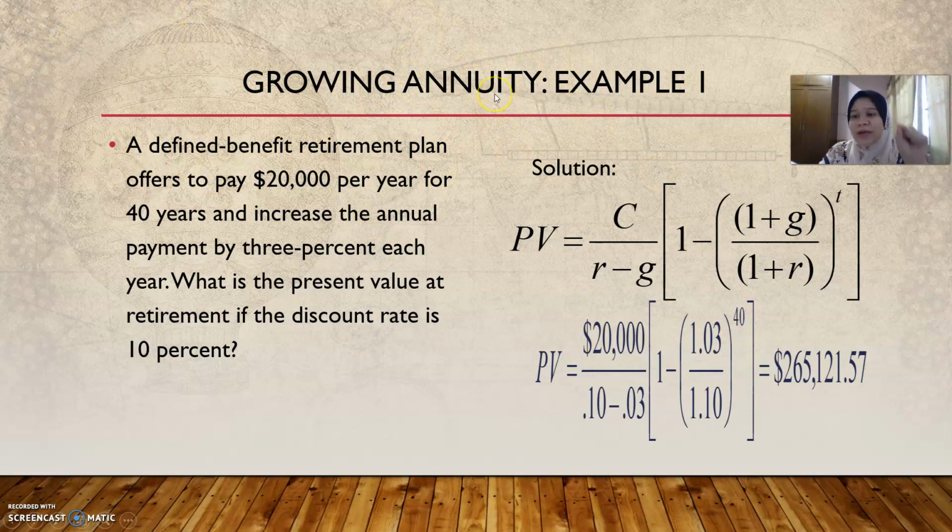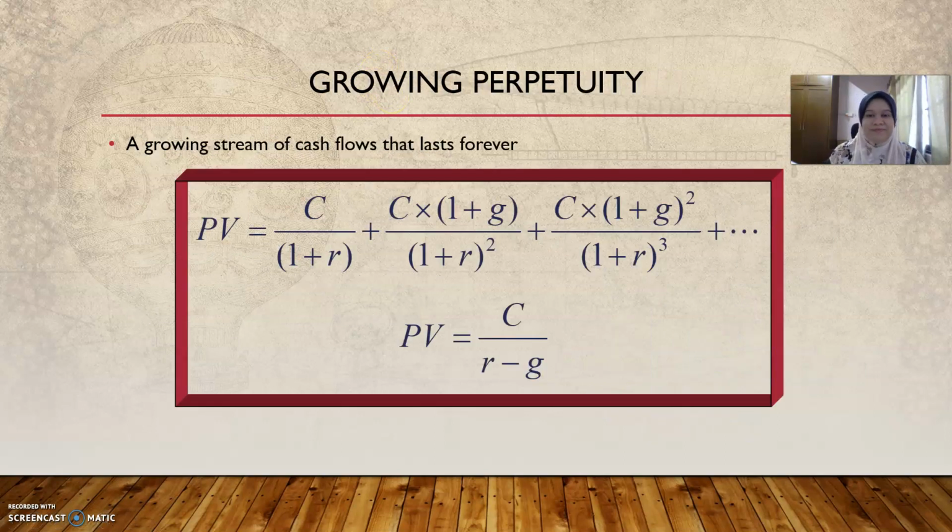How are you going to know whether the question is asking you to use the growing annuity formula or not? You are given growth, and you are also given the interest rate, and you are given the time period. That is when you know you need to use the growing annuity formula. Alright, besides growing annuity, because we have annuity and perpetuity, we also have to calculate the growing perpetuity.